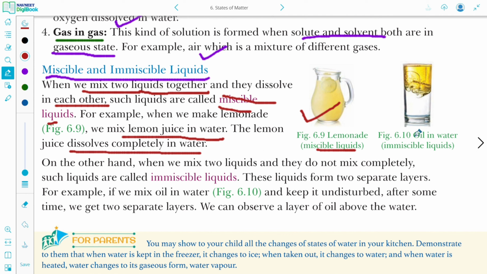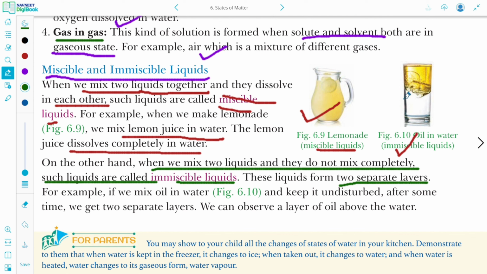On the other hand, you can see the example, oil in water is an immiscible liquid. When we mix two liquids and they do not mix completely, such liquids are called immiscible liquids. These liquids form two separate layers, as you can see in the picture also. Oil has a separate layer and water has a separate layer. Oil floats on the surface of water. For example, if we mix oil in water and keep it undisturbed, after some time what we'll observe is two separate layers. We can observe the layer of oil above the water.